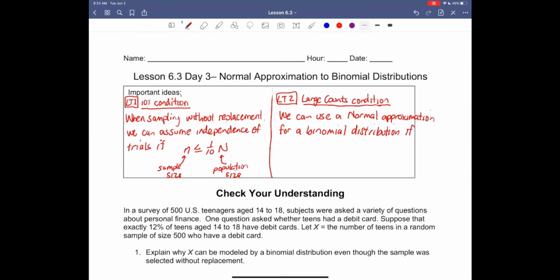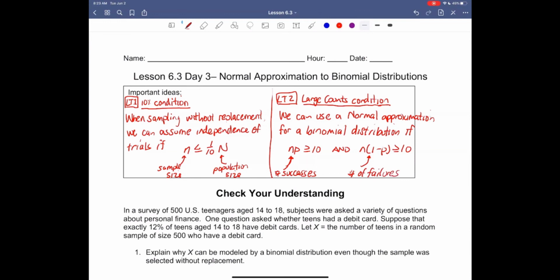if, and there's two things that have to be true here, n times p greater than or equal to 10, and n times 1 minus p greater than or equal to 10. Remembering that this n times p is really the number of successes, and this n times 1 minus p is the number of failures.